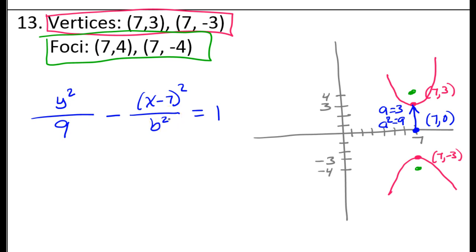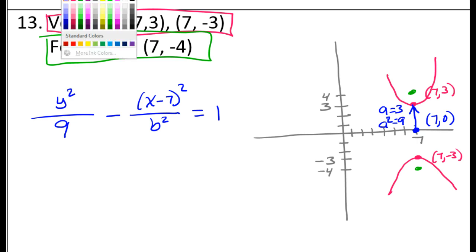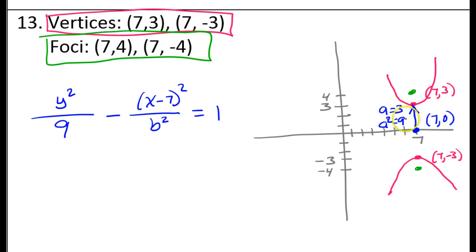But what about the b squared? The b value is nowhere in the picture. However, what I can figure out is the c value, and indirectly I can use that to get b squared. So they gave us the focus, and maybe I should write down the coordinates of the focus again. (7, 4) is the focus.